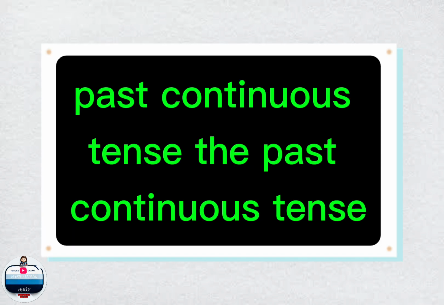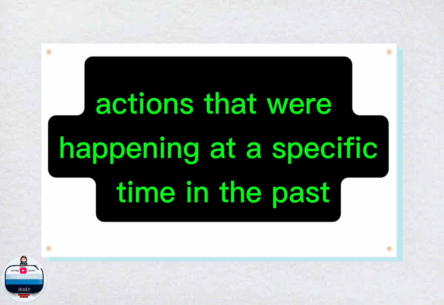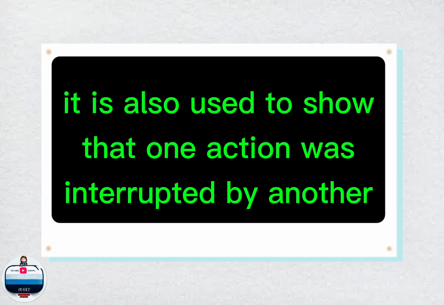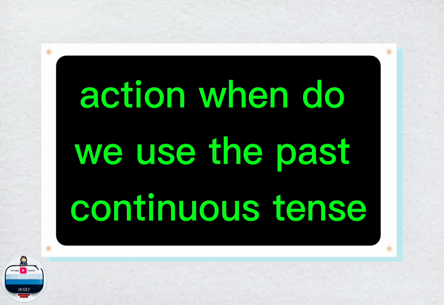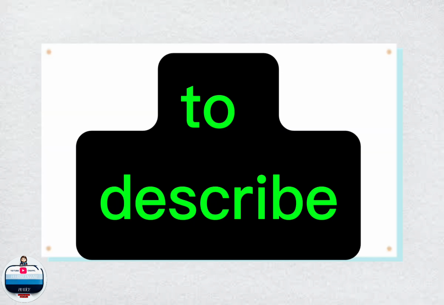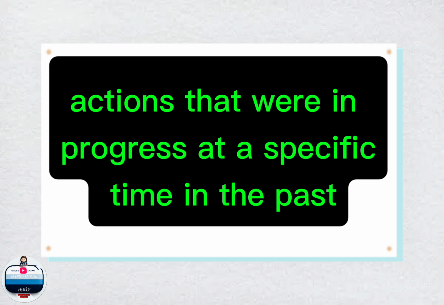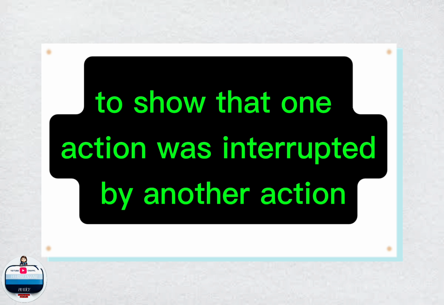Past continuous tense. The past continuous tense is used to describe actions that were happening at a specific time in the past. It is also used to show that one action was interrupted by another action. When do we use the past continuous tense? To describe actions that were in progress at a specific time in the past. To show that one action was interrupted by another action.